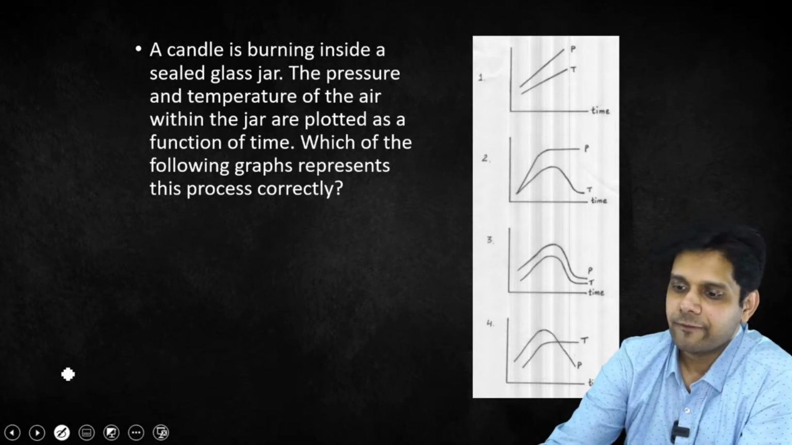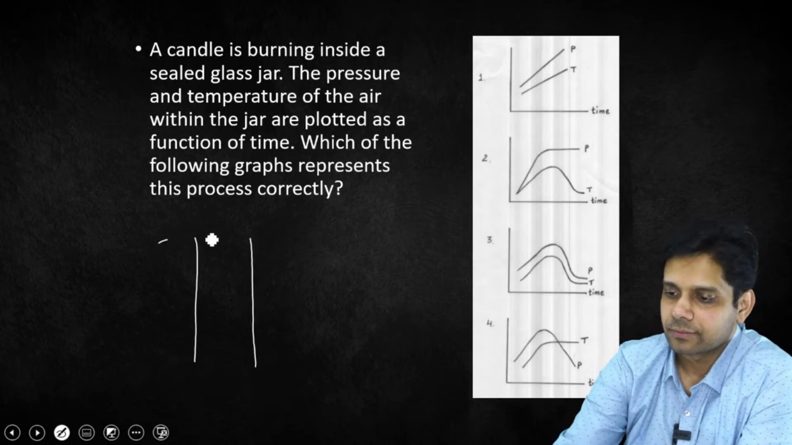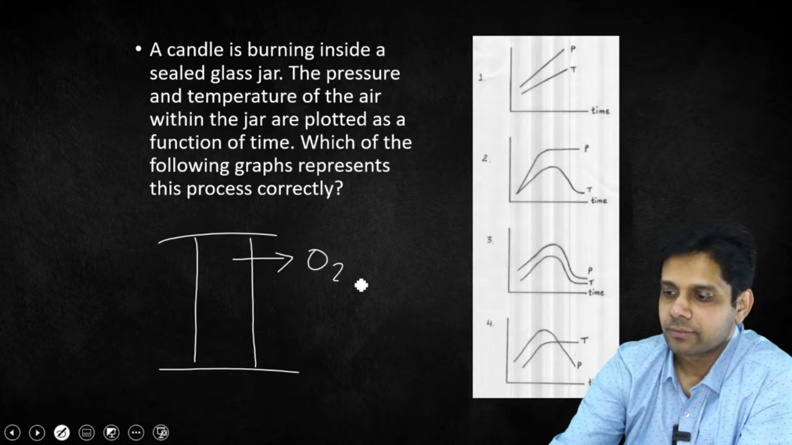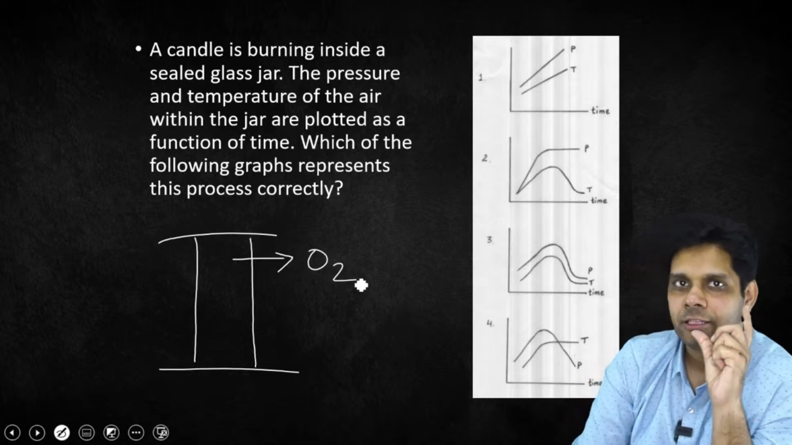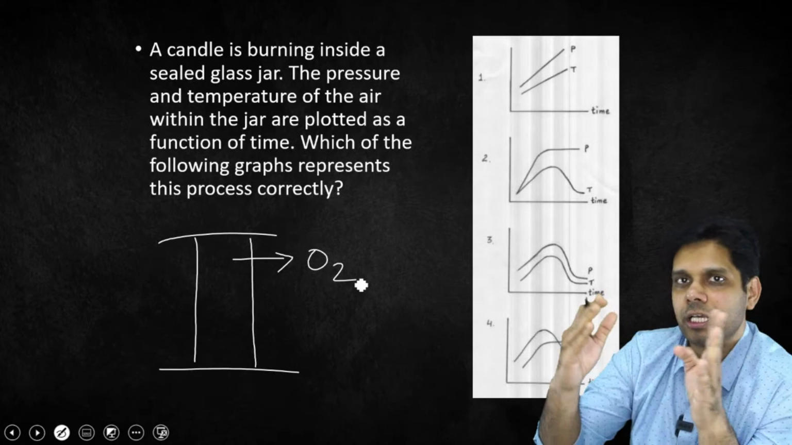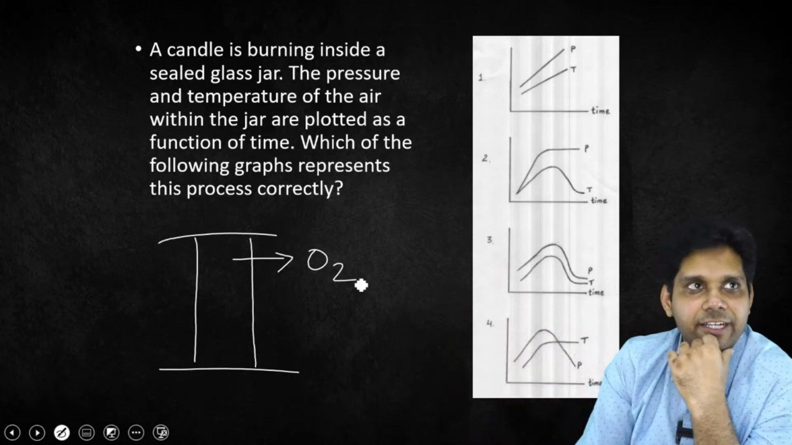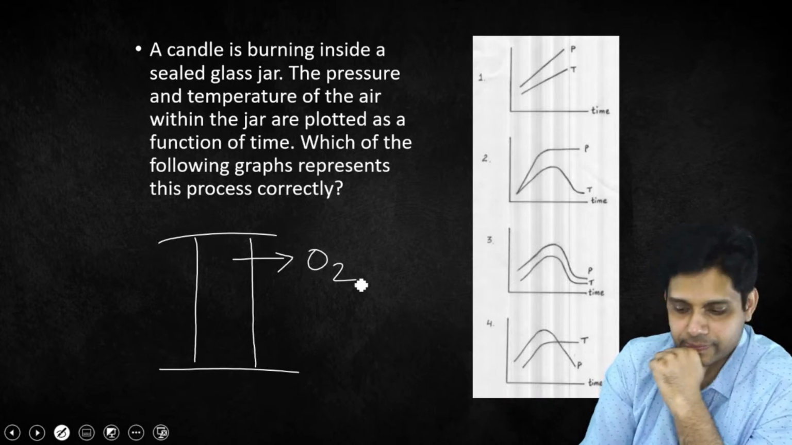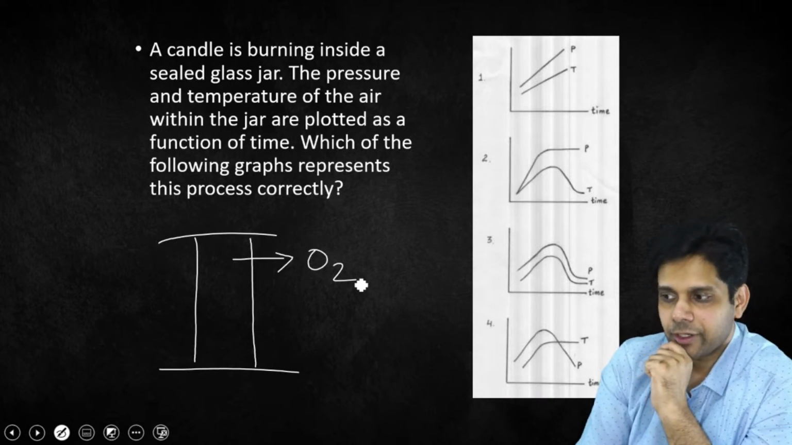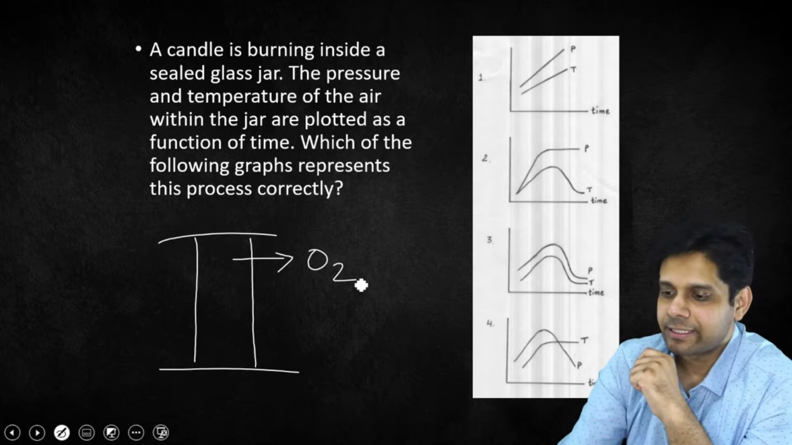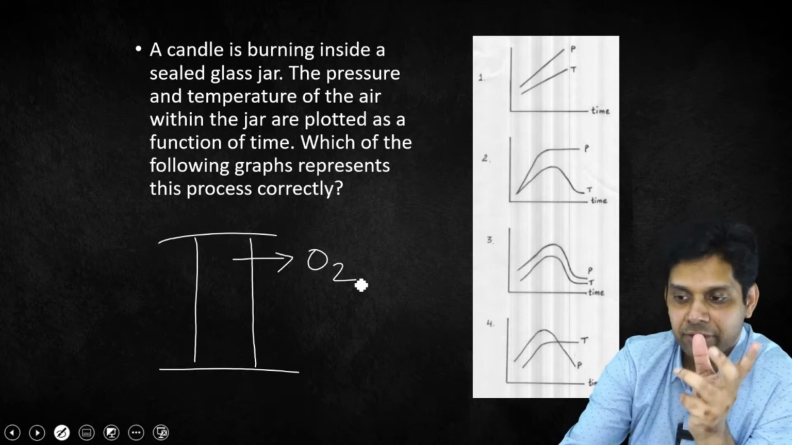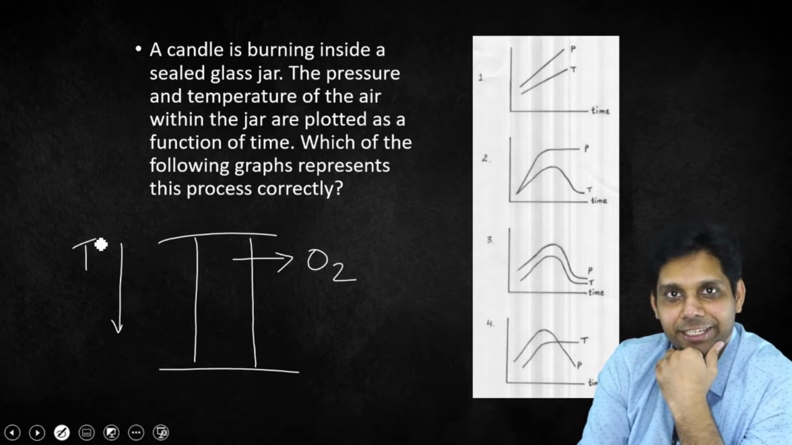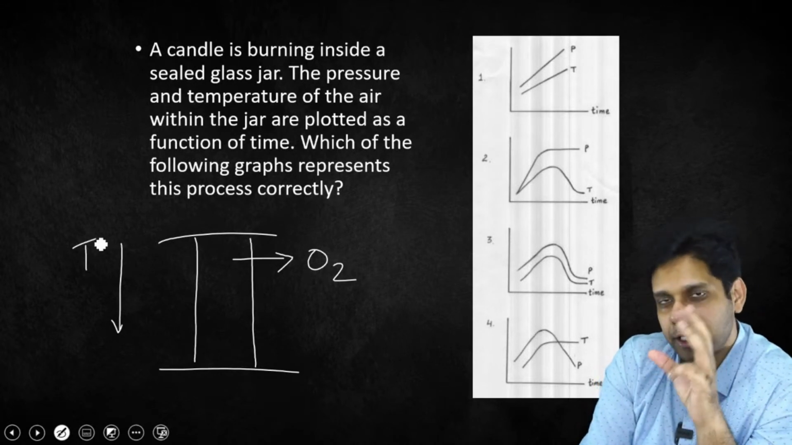Now, if it is a closed jar, eventually we will run out of oxygen, right? So obviously the candle cannot go on glowing indefinitely, right? Is that right? So if it cannot go on indefinitely, that means the moment the candle extinguishes, the temperature will start going down, right? What about pressure? Even the pressure will start going down.